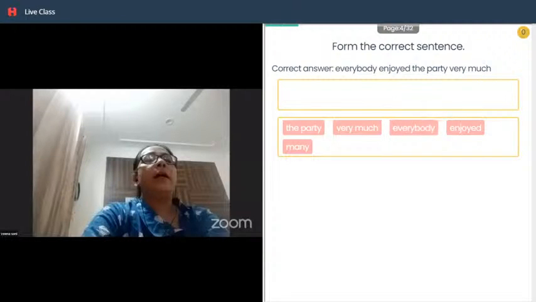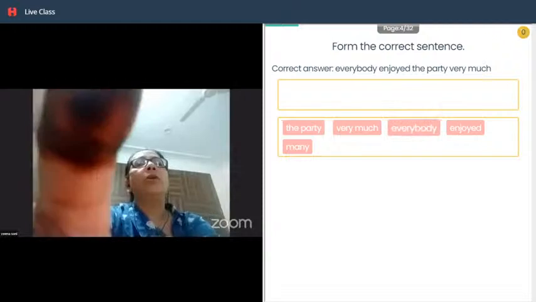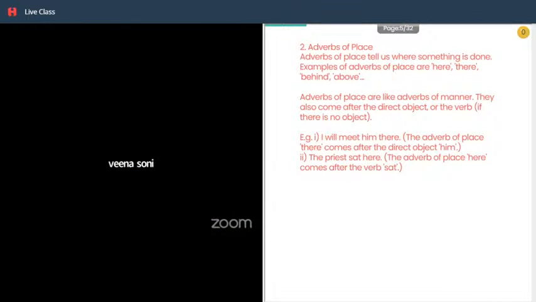It talks about another adverb that we have. It says adverbs of place. Now, place is an area that we're talking about. Adverbs of place tell us where something is done. You do something someplace, with adverbs like here, there, behind, above. When you read these words, they tell you we are talking about some placement, basically some place.